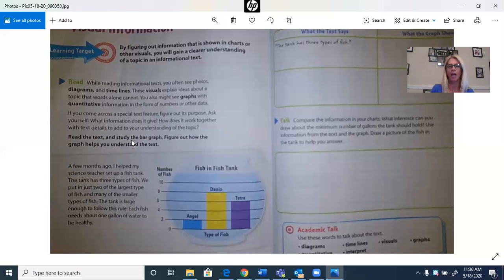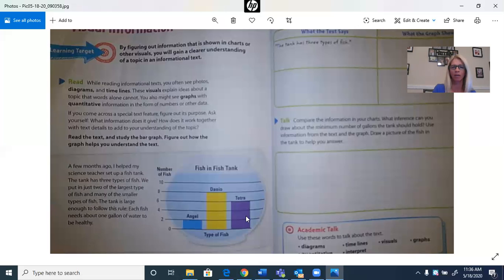So we're going to read the text and study the bar graph and figure out how the graph is going to help us understand this little paragraph right here. So it says, a few months ago, I helped my science teacher set up a fish tank. The tank has 3 types of fish. We put in just 2 of the largest type of fish and many of the smaller types of fish. The tank is large enough to follow this rule. Each fish needs about 1 gallon of water to be healthy.